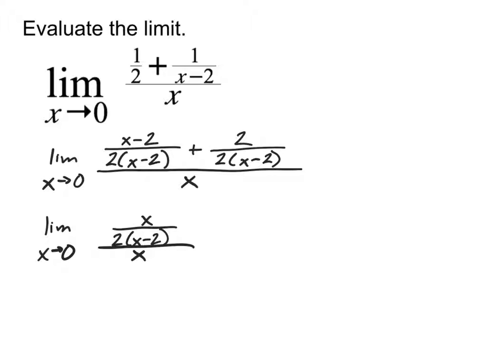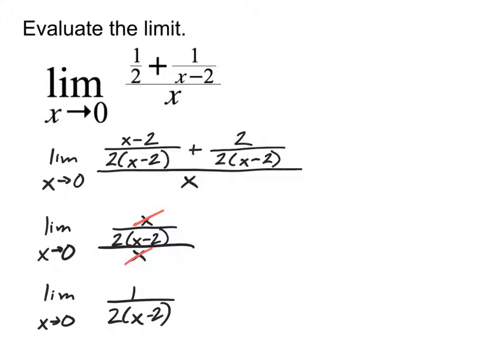Or you could have just looked over here and said, okay, I got an x on the top, and I'm dividing it by x there. Either way, it's going to get you to the limit as x is approaching 0 of 1 over 2 times x minus 2. If you wrote that as 2x minus 4, that's perfectly fine. I just chose to leave it in factored form.